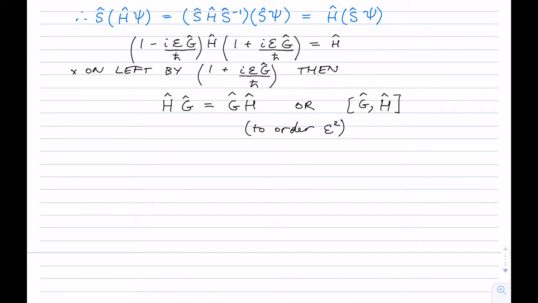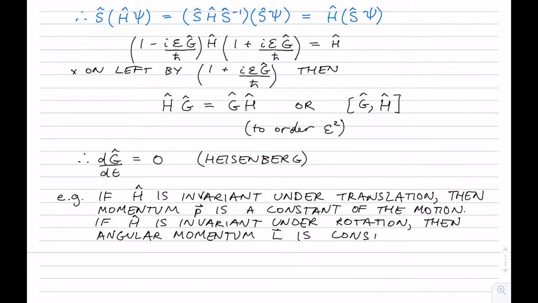And because g commutes with H, I would then also say that, in the Heisenberg way of thinking about it, dg dt is equal to 0. So that means that if H is invariant under a translation, then momentum is a constant of the motion, the generator g. If H is invariant under a rotation, then the generator L is a constant of the motion.